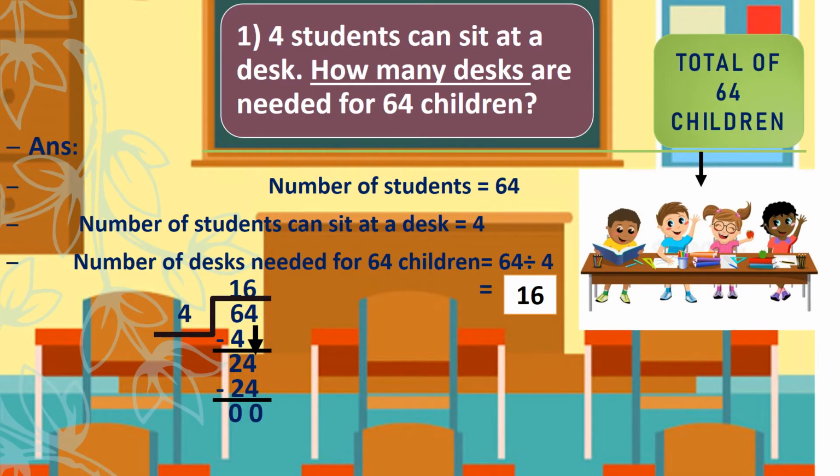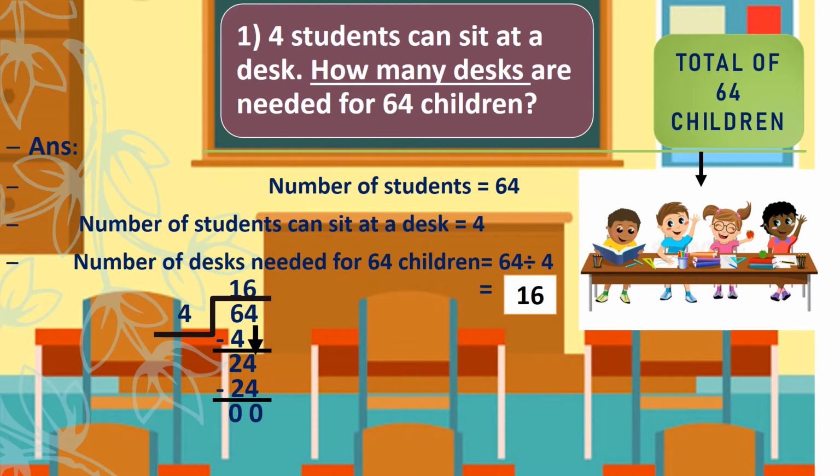Now let us see the first word problem, which is 4 students can sit at a desk. How many desks are needed for 64 children? So I have represented this with a picture. On the right side, you can see what information has been given. We know that there are a total of 64 children. And what other information do we know? 4 students can sit at a desk. So we have a desk here, and at each desk only 4 children can sit.